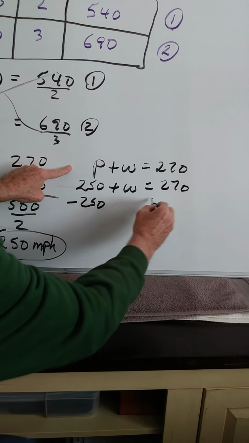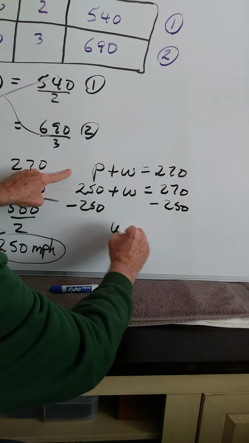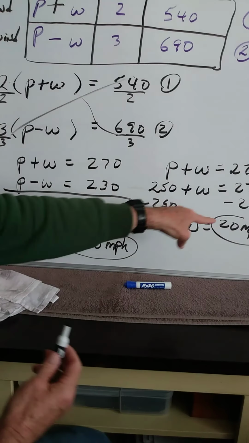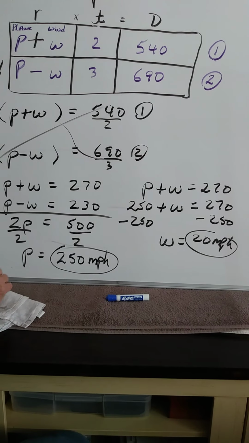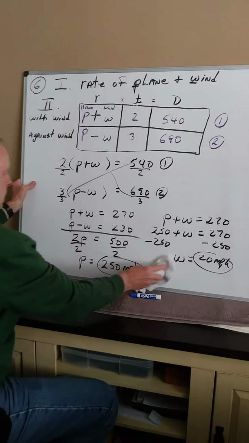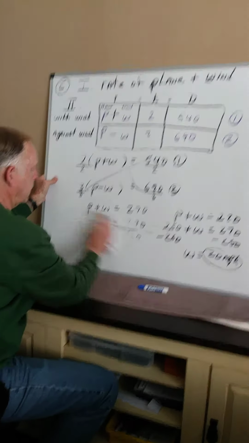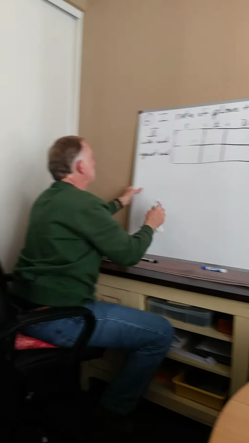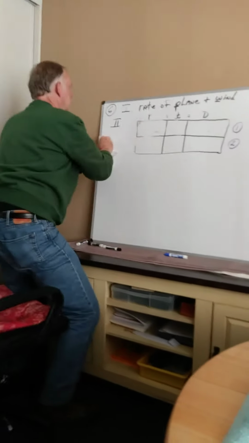Subtract 250 from both, and we'll get W is equal to a wind speed of 20 miles per hour. Speed of plane, speed of wind. That's the distance problem. That one was dealing with a plane. All right, I'm going to erase it, and we're going to do the boat. And the boat isn't going to be any different. The letters will change a bit, but it isn't going to be that different. Same kind of an idea. Here we go.